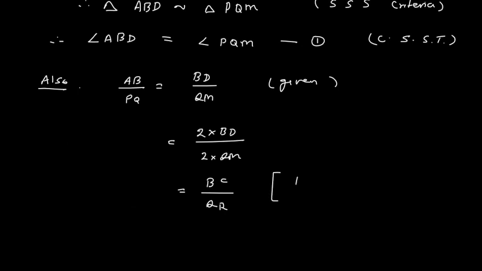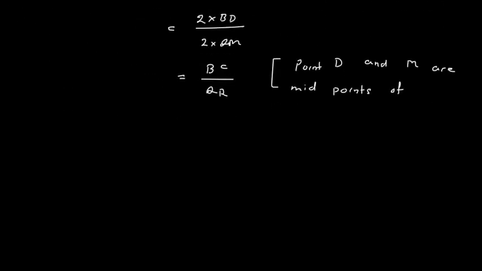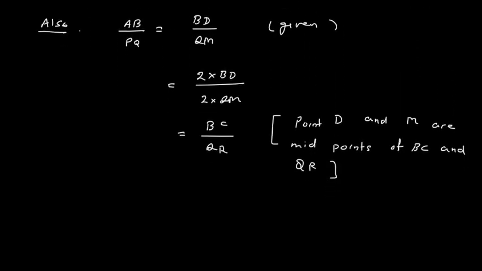Why do I say so? Because here point D and point M are the midpoints of side BC and QR. So therefore AB upon PQ is equal to BC upon QR. This also we got. Let us consider this as equation number 2.